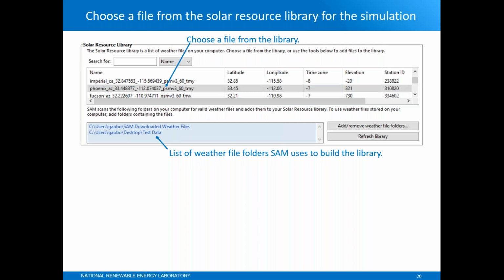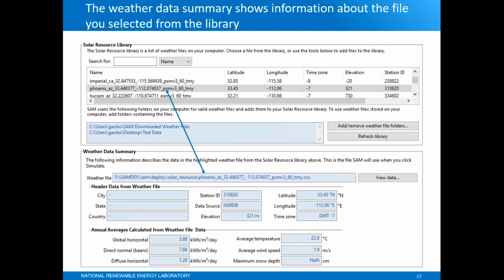Okay, so this is a screenshot from the location and resource page where you can see how you choose a file from the library. We can see 3 of the files in the library, and then there's a list of the weather file folders that SAM uses to build the library in that blue box below the library. And then here's just showing the weather data summary. So when you choose a file in the library, then you see the summary down below.